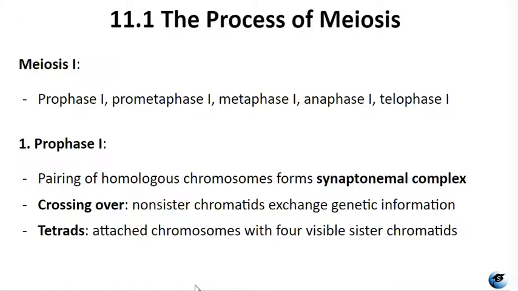The first step, prophase 1, involves pairing of homologous chromosomes, creating a synapsis, forming a synaptonemal complex. Crossing over or recombination occurs during prophase 1, and non-sister chromatids exchange pieces of their chromosomal DNA during crossing over. So prophase 1 is the step where tetrads are formed. Tetrads are groups of attached chromosomes that have 4 sister chromatids.